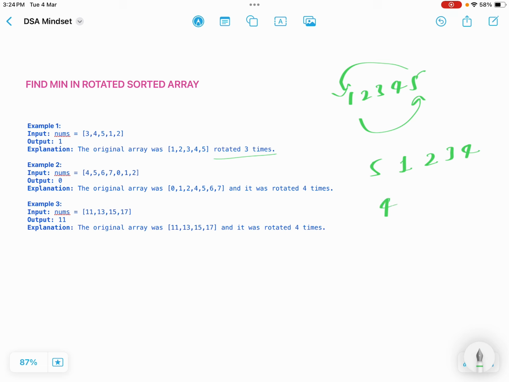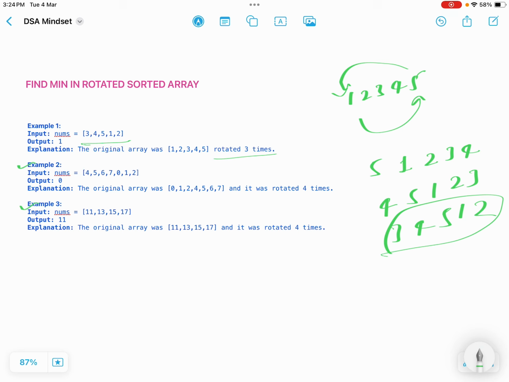Next time, 4 will come here and 5 will shift, giving 4 5 1 2 3. Again if we rotate, it becomes 3 4 5 1 2. That's actually what they are talking about. So the input is given here as 3 4 5 1 2, and that's why we rotate it. Basically it's sorted, but rotated, and we have to find the minimum. It's similar in this example and this example.